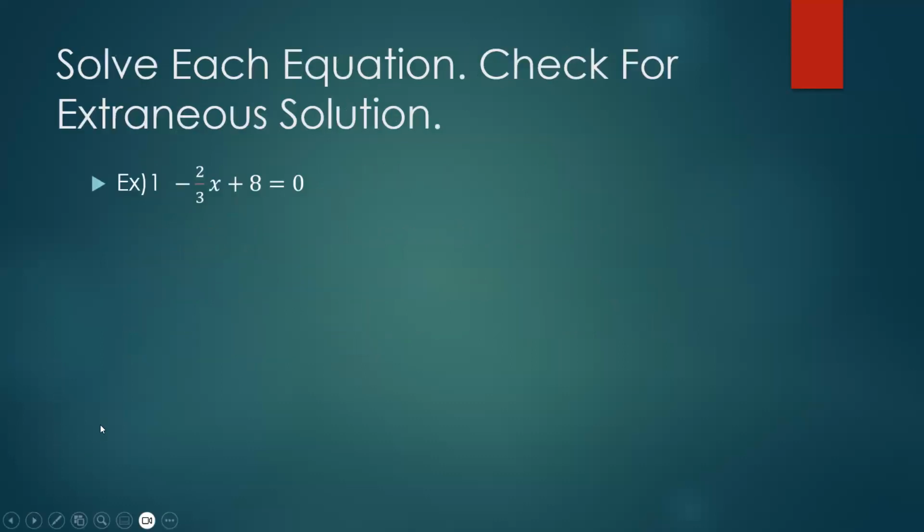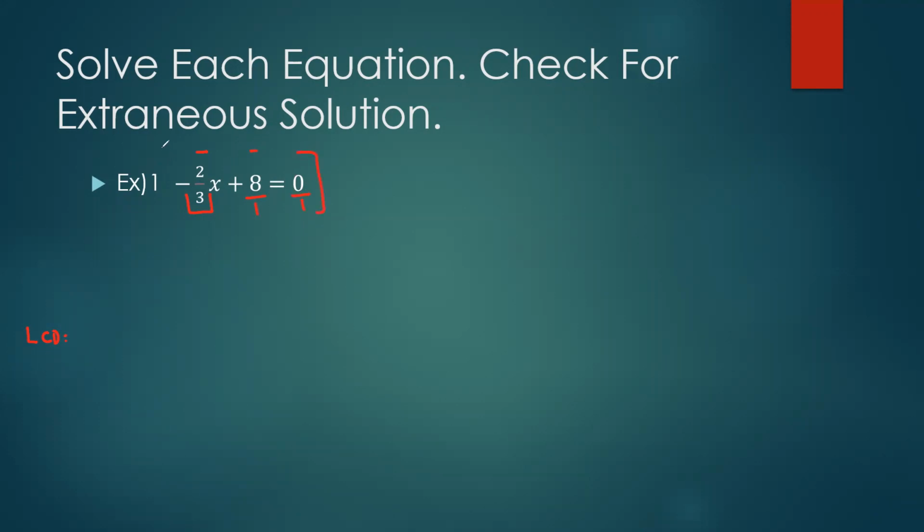Let's start with example 1. Solve each equation and check for extraneous solutions. We have negative 2/3 x plus 8 equals 0. The first step is to get rid of the fraction by multiplying everything by the LCD. So what is our LCD? We have exactly three sides: this is one side, this is another, and this is another. On this side we have a 3 on the bottom. The 8 has a denominator of 1, and the 0, believe it or not, also has a denominator of 1.